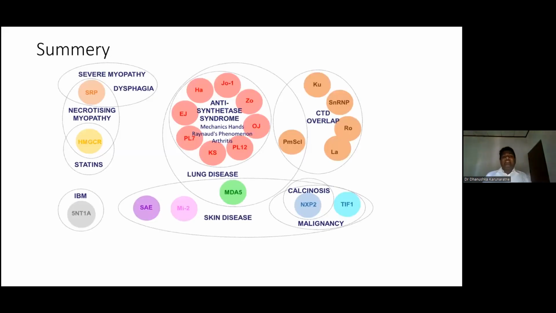So this is the summary, this single chart, which was published in the Rheumatology journal, summarizes our talk today. I think this is important for all our postgraduate trainees if they're preparing for their postgraduate exams in rheumatology and neurology.